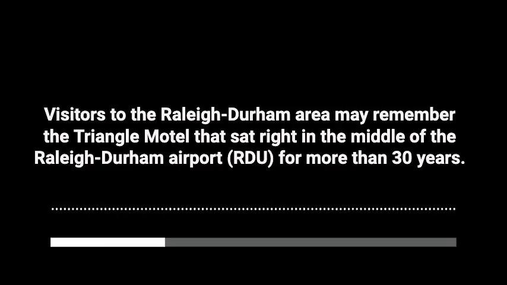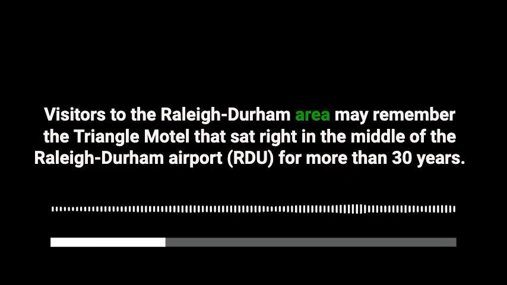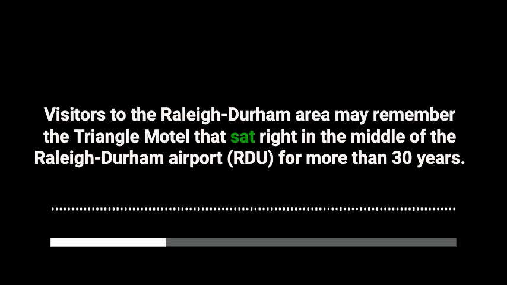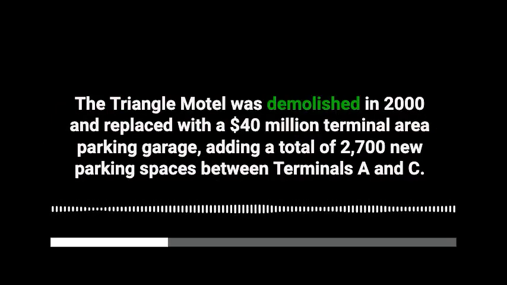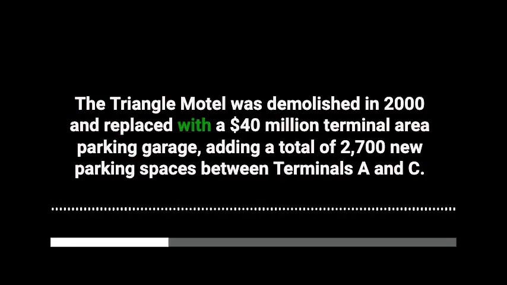In practice, visitors to the Raleigh-Durham area may remember the Triangle Motel that sat right in the middle of the Raleigh-Durham airport for more than 30 years. Eventually, the airport authority decided that the highest and best use of the acreage in the center of the terminals would be a multi-story parking deck. The Triangle Motel was demolished in 2000 and replaced with a $40 million terminal area parking garage, adding a total of 2,700 new parking spaces between terminals C.